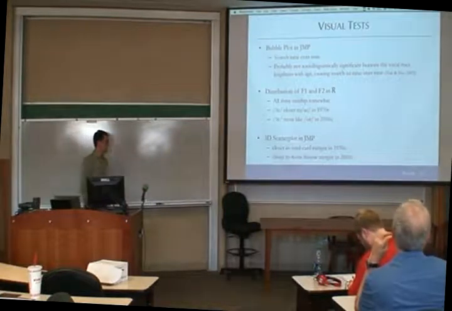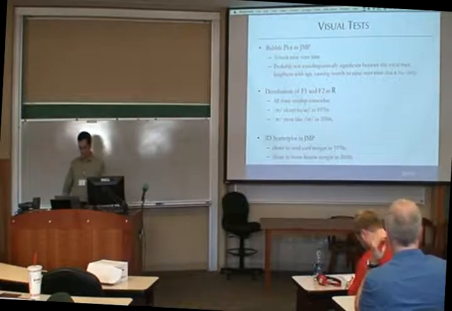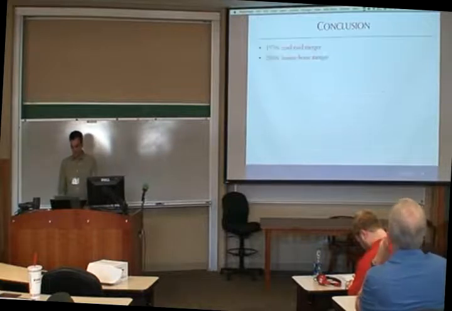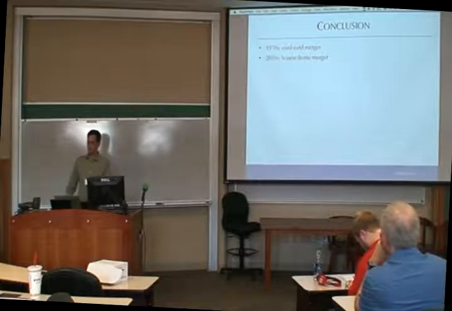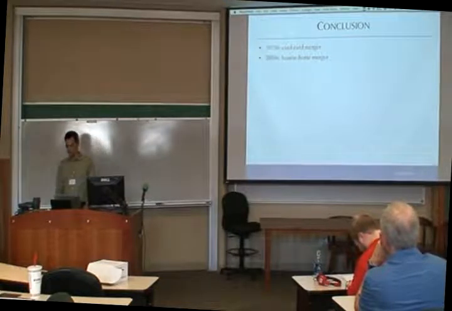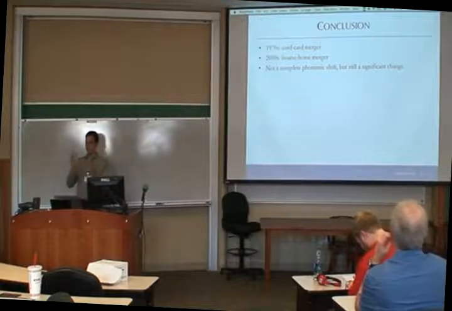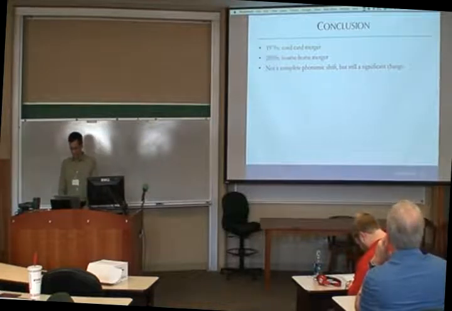In the scatter plot, it shows that he was closer to a chord card merger in the 1970s than he was today. And by the time he died, he had something closer to a horse-horse merger. So in conclusion, as I said a few times already, in the 1970s, he started off with something closer to a chord card merger. And by the time he died, he had something closer to a horse-horse merger. It's not a complete shift. It's not as clean of a change as I would have liked it to have been. But I believe it to still be a significant change.